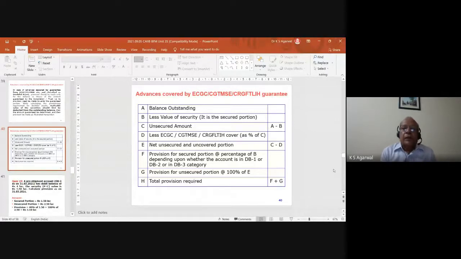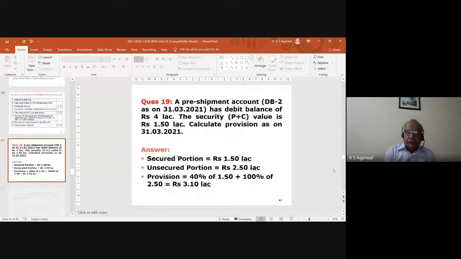So I will apply, what is my secured portion? On B, I will apply relevant percentage, 25% or 40%. And for unsecured portion, I will apply 100%. That will be E. That will be my provision.